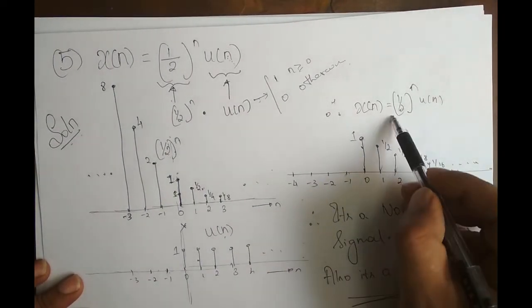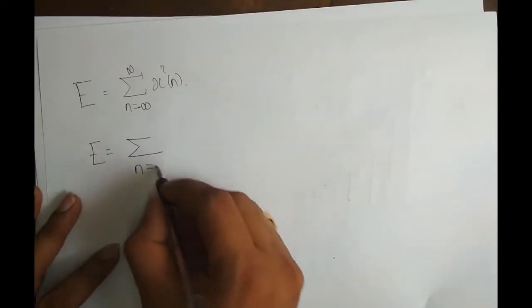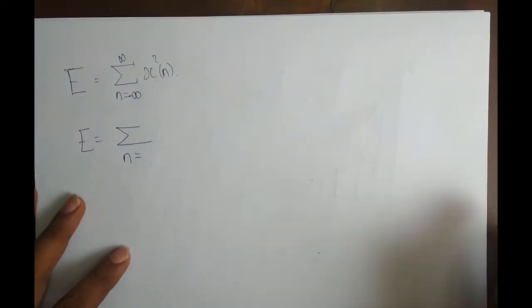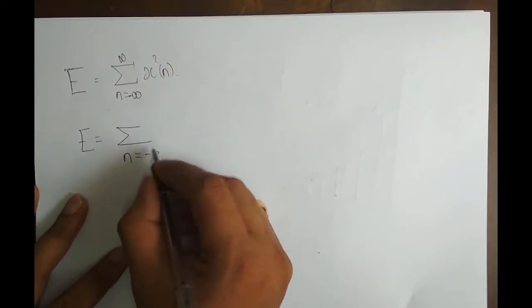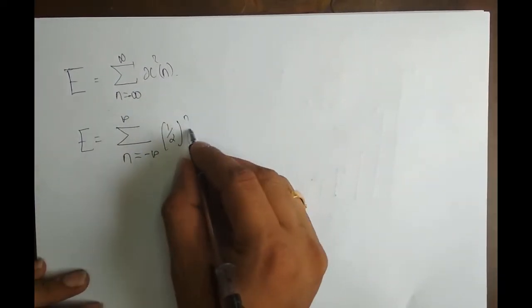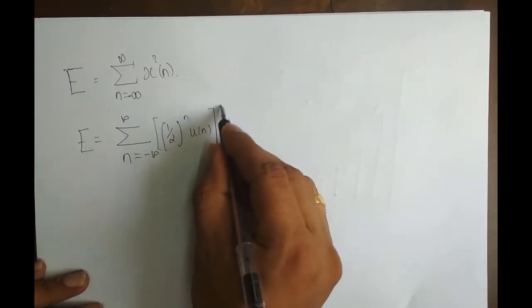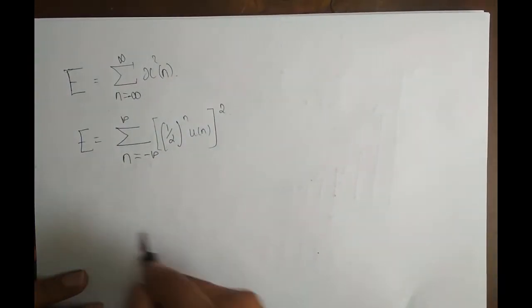So from 0 to infinity, what is the signal? Signal is what? 1 by 2 power n, right? So u of n. Now it is summation n varying from minus infinity to infinity, the signal which is 1 by 2 power n u of n, and square of it, so I would say square.